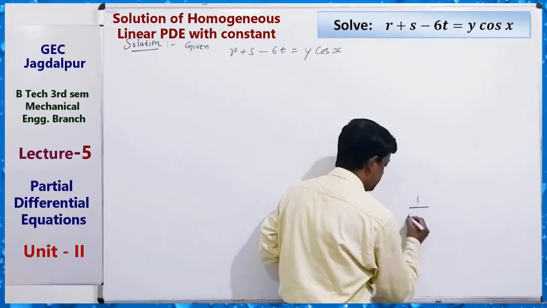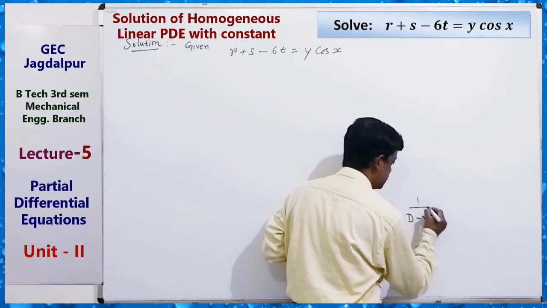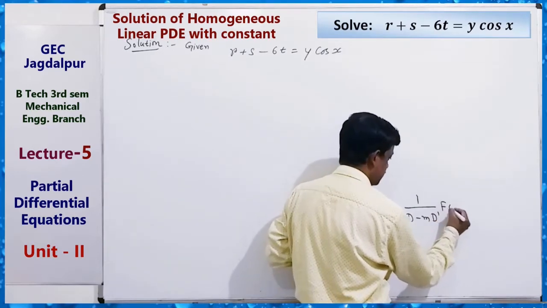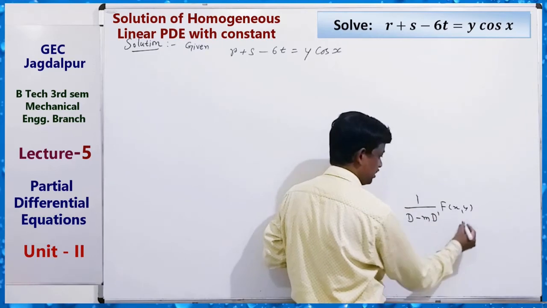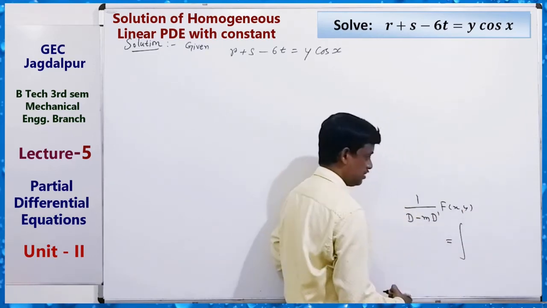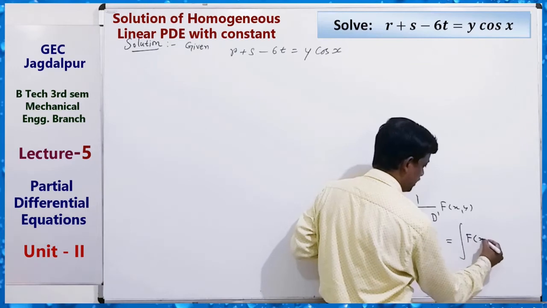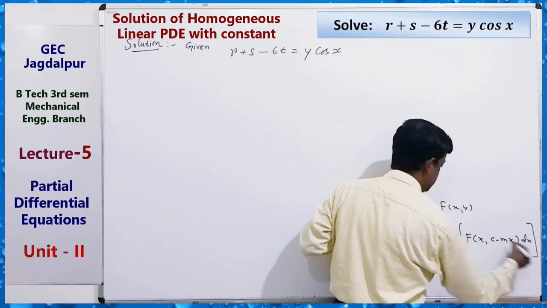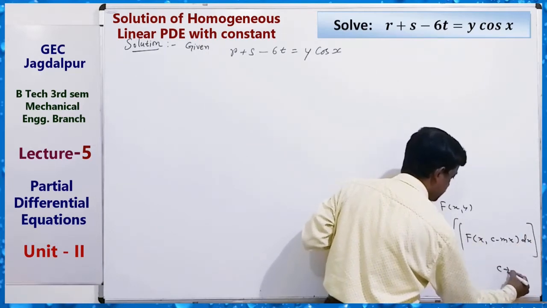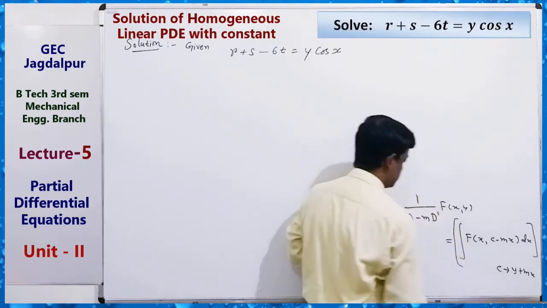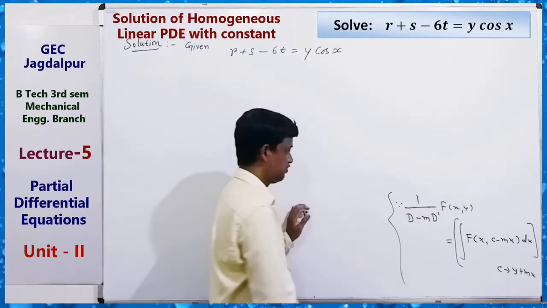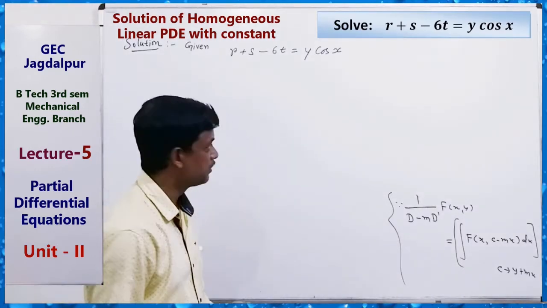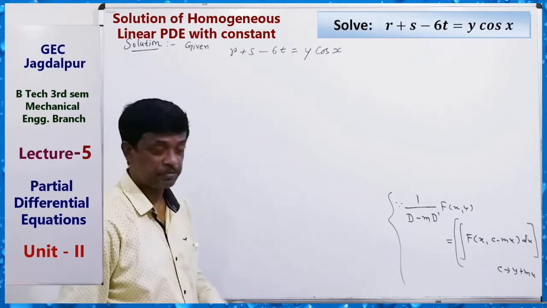1 upon D minus mD dash, if this is a single factor, corresponding to this factor we can use this: it equals the integration of f(x, c minus mx) dx, and finally c tending to y plus mx. This is our rule, the general method. Clear? So we will use this for finding the particular integral.